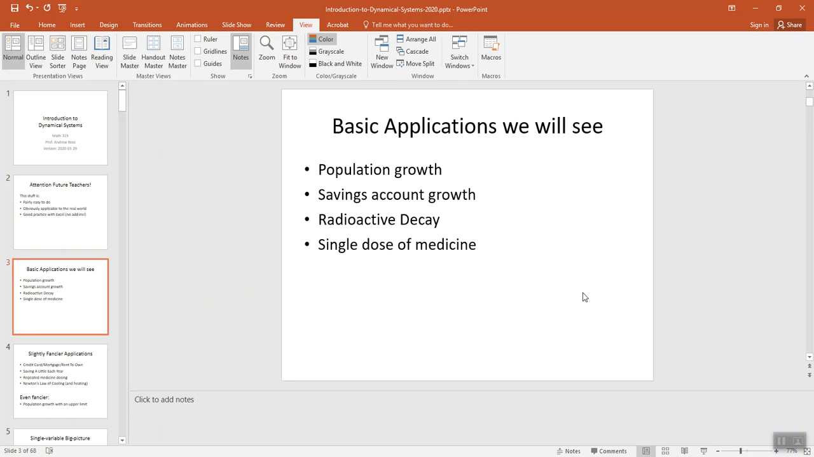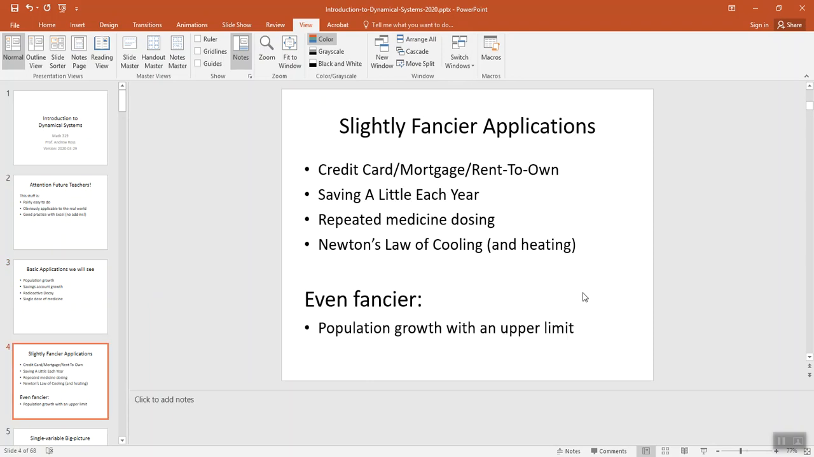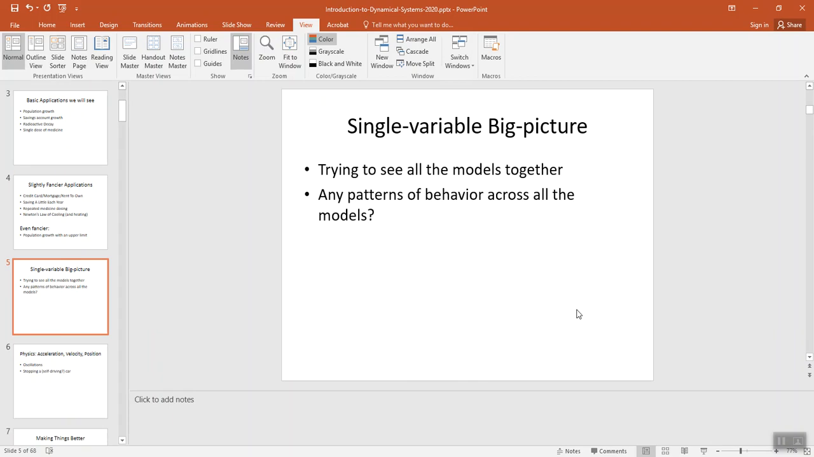Here's a quick preview of the applications we're going to see. Population growth, savings account growth, radioactive decay. You might have seen those in previous algebra classes, but we'll be starting with them because they're fairly simple, and a single dose of medicine turns out to be related. Then we'll do some slightly fancier applications, get even fancier with a biology-inspired application. Then we'll step back and try to look at the big picture, see what kind of patterns we're seeing.